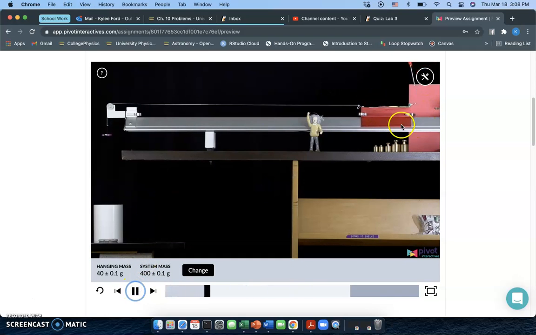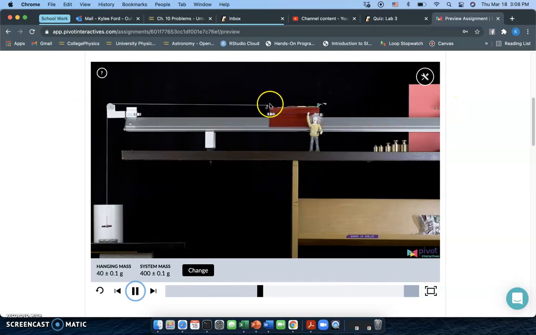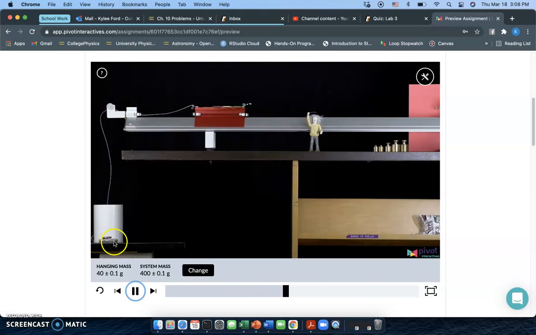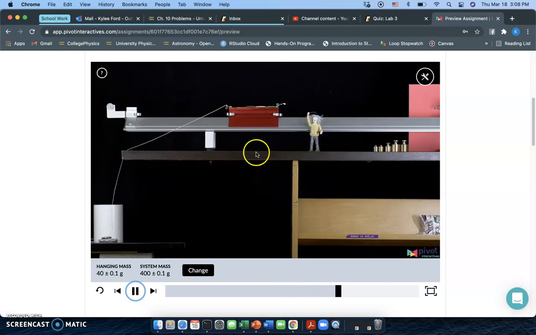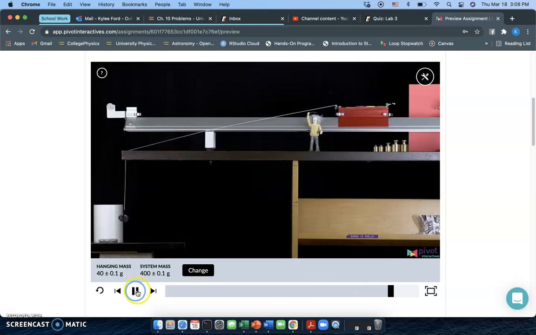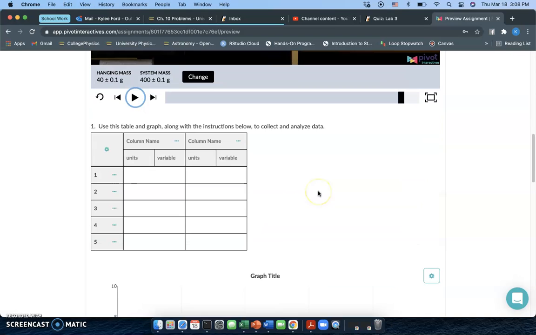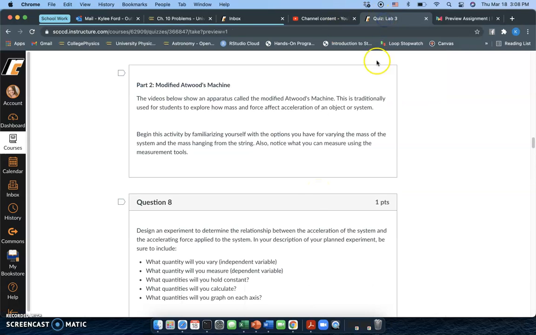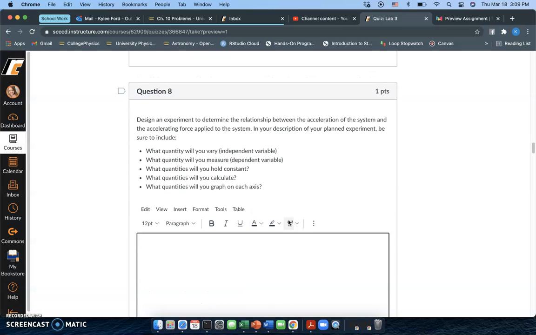So we have some mass connected by a ribbon. The ribbon is being cut, and this is connected to a string with some mass hanging. So there's a few different components, and this is one continuous system. You don't need to watch it for that long, but you want to take some data from this. But first, you need to design an experiment. You're going to design an experiment to determine a relationship between the acceleration of the system and the force that's being applied to the system.